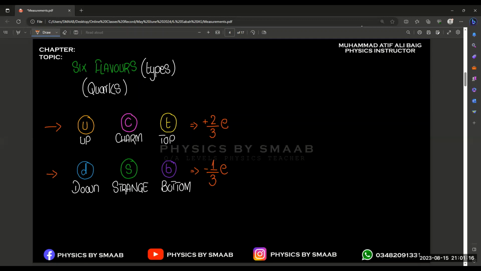Okay. Now we have discussed the six flavors of quarks. So there will be anti-quarks also, right? Like anti-up, anti-charm, anti-top, anti-down, anti-strange, anti-bottom, right?